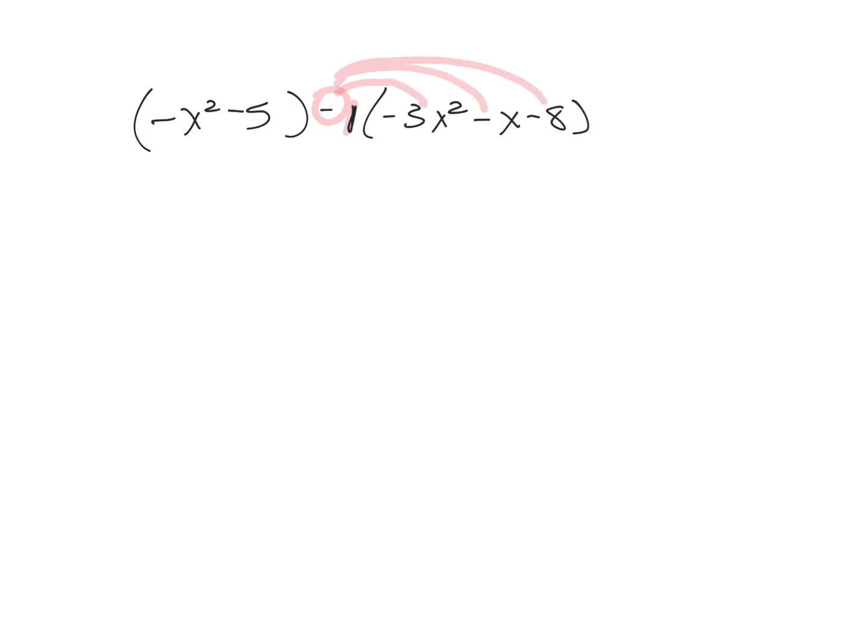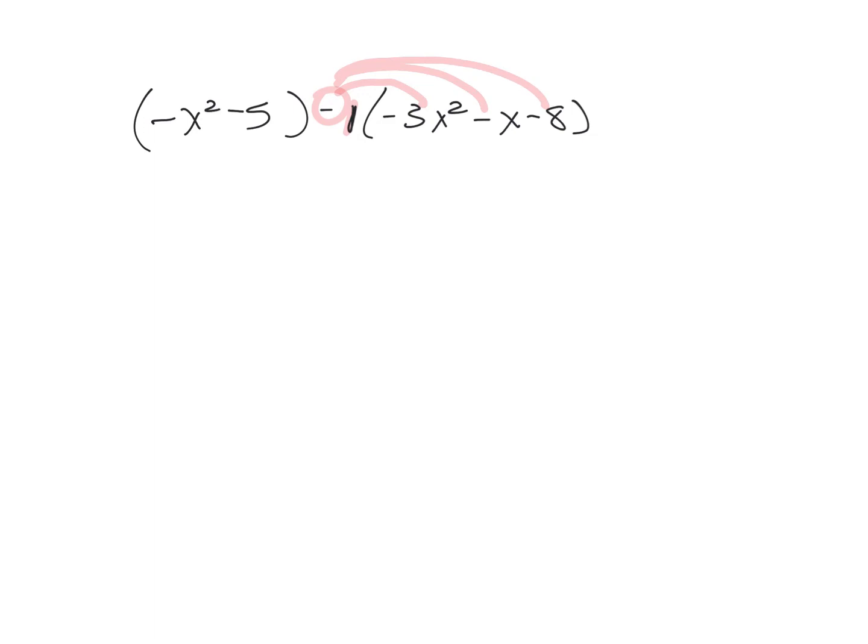Okay, in this section, we're going to look at subtracting polynomials again, so finding the difference. If I gave you negative x squared minus 5 minus negative 3x squared minus x minus 8. Remember, there's a negative here, so it's like a -1. You have to distribute that negative to everything that is inside those parentheses after the negative, not before it, okay?